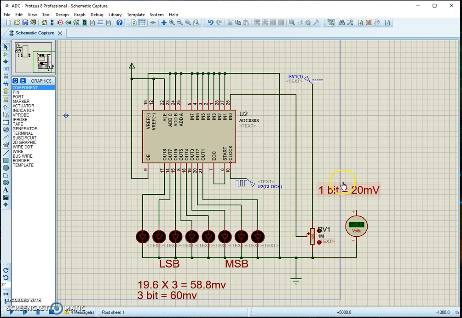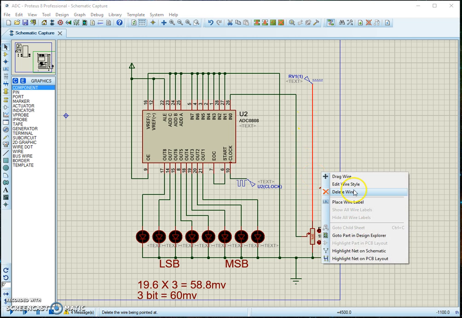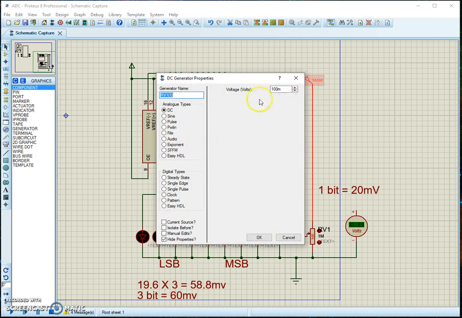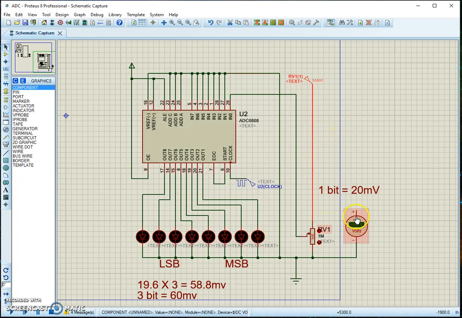Okay, so let's say I change the value of the variable resistor here. Let's say I change the value here to the maximum 5V gain, and then here it is connected directly here in parallel. So here, if you look, it says 3.62 volt. So let's convert 3.62 volt.